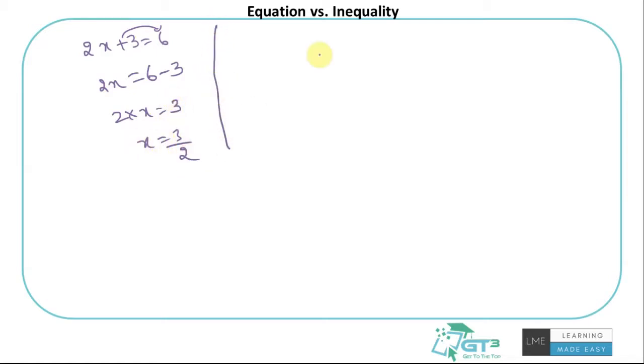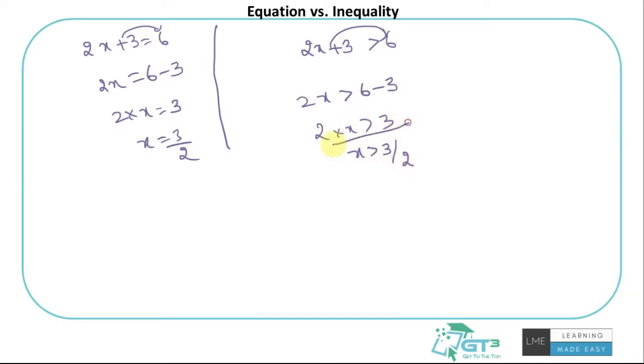Pretty similar if I give you an inequality like this, 2x plus 3 is greater than 6. I have to do the same: 2x is greater than 6 minus 3. So 2 into x is greater than 3 and x is greater than 3 by 2. As long as x is greater than 3 by 2, it will satisfy this inequality. 3 by 2 is 1.5, so x can be 2, 3, 4, or maybe 2.5, 3.3. All of these values would satisfy this.